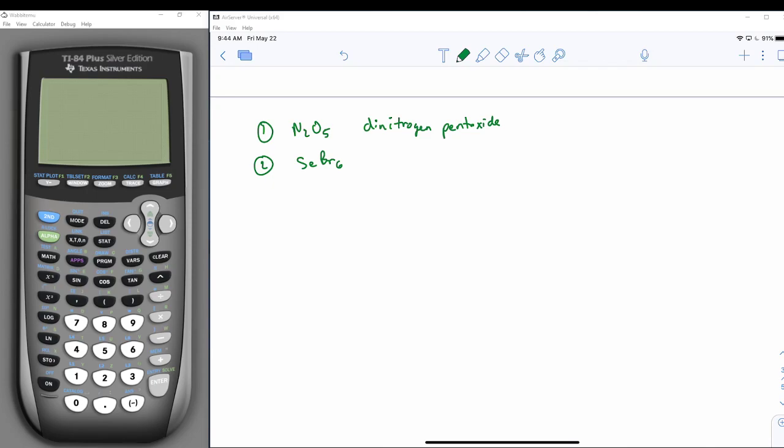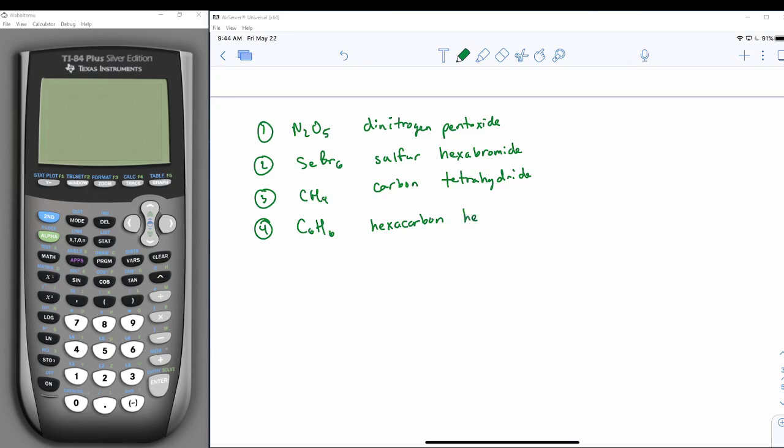The di means 2, pent means 5. SBr6. The only time you don't use a prefix is the first one if there's only one. So this is sulfur hexabromide. Okay. CH4 would be carbon tetrahydride. 4, this is a typo, it should be C6H6 like a subscript, but it'd be hexacarbon hexahydride. And we'll continue doing that for the rest of it. Phosphorus hexafluoride.